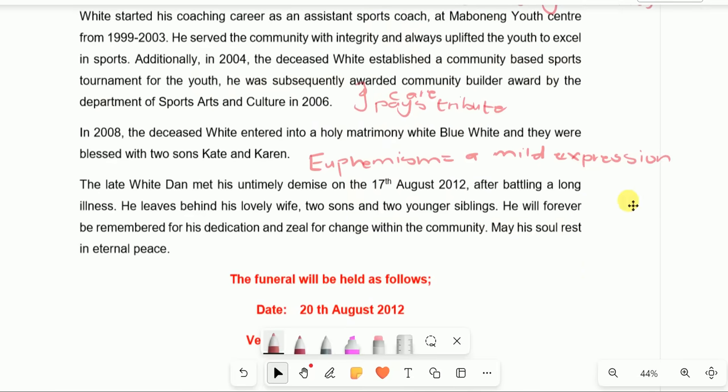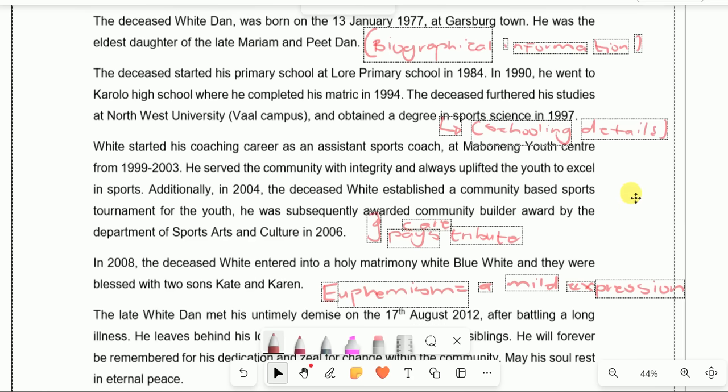Like I've said, I know in other schools, teachers will just say as long as the facts are there, even though they may not be arranged chronologically. But my argument is that when you arrange them chronologically, it establishes what we call coherence in your writing. So the first paragraph you dedicate to your biographical information. The second paragraph is your schooling information. The third paragraph is your career, as well as paying tribute.